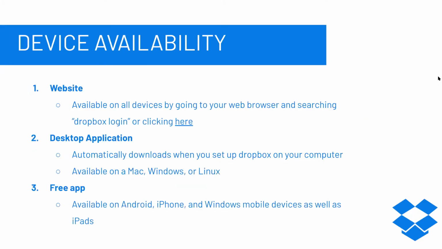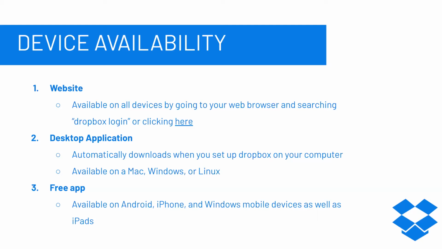Device availability. Firstly, you can access Dropbox on the website. This is available on all devices. You can get here by going to your web browser and searching Dropbox Login, or clicking here. As Lorianne mentioned, you will get a copy of the presentation, so this is a direct link to the login website just by clicking here, which is underlined.